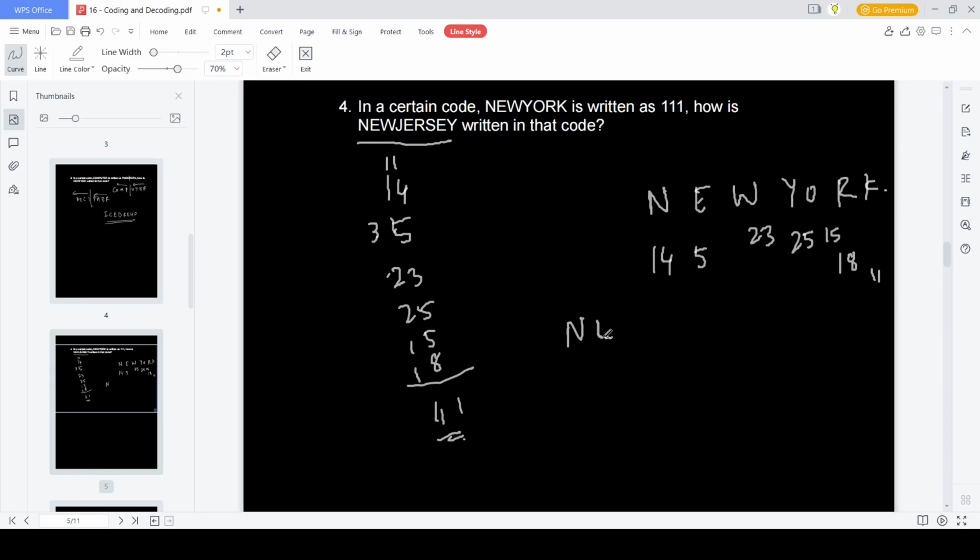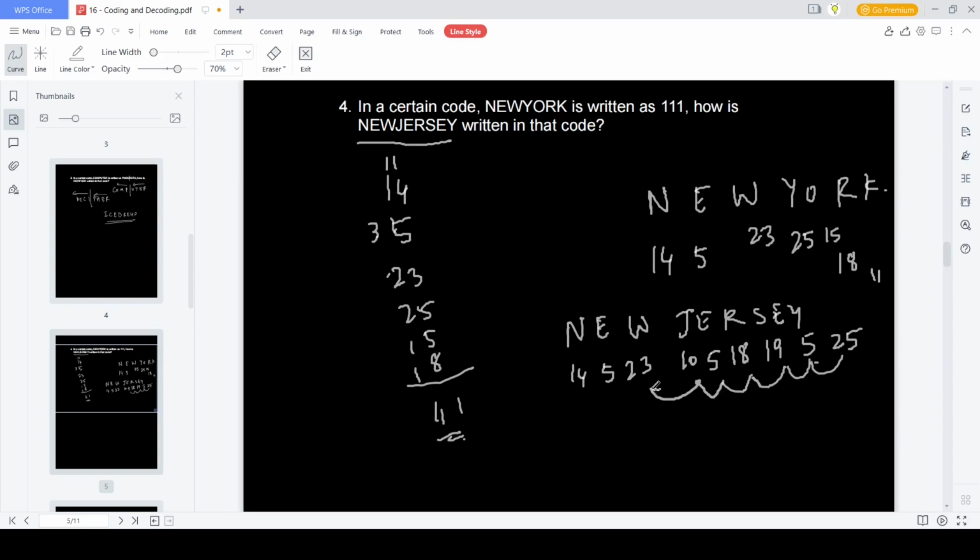Okay, so New Jersey is what? N is again 14, E is 5, W is 23, J is 10, E is 5 again, R is 18, S is 19, one after R, E is 5 again, and Y is 25. So basically, if I add all these, I come up with a total of 124. Okay, so that's going to be the answer. 124 is New Jersey in this code.